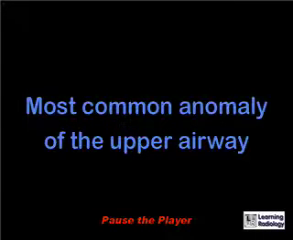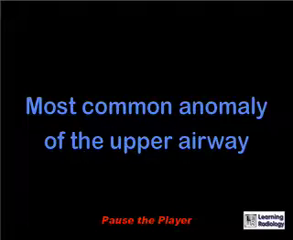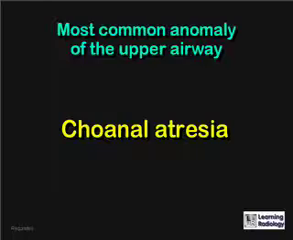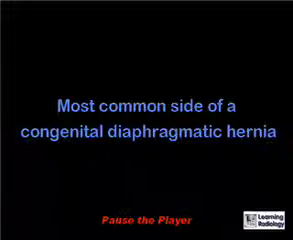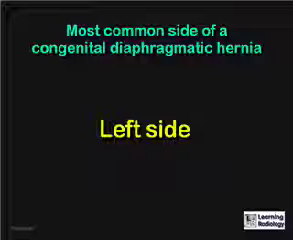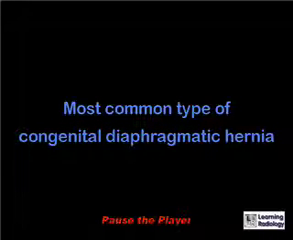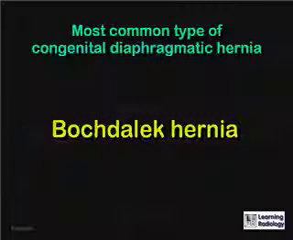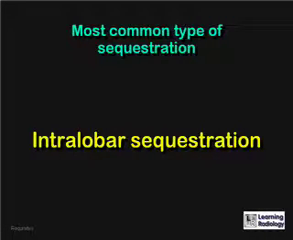What is the most common anomaly of the upper airway in a newborn? Choanal atresia. What is the most common side of a congenital diaphragmatic hernia? The left side. What is the most common type of congenital diaphragmatic hernia? A Bochdalek hernia. What is the most common type of sequestration? An intralobar sequestration.